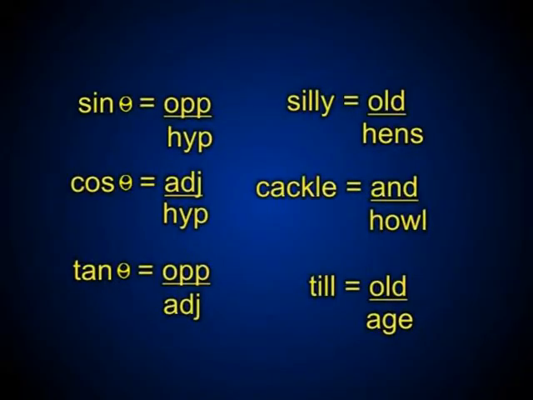These relationships always hold true, and I want you to memorize this. One way that I learned to memorize this was at school, where I learned this rhyme: silly old hens cackle and howl till old age. You are welcome to learn any rhyme you need to, or just learn it as is, but always remember that sine is opposite over hypotenuse, cos is adjacent over hypotenuse, and tan is opposite over adjacent.